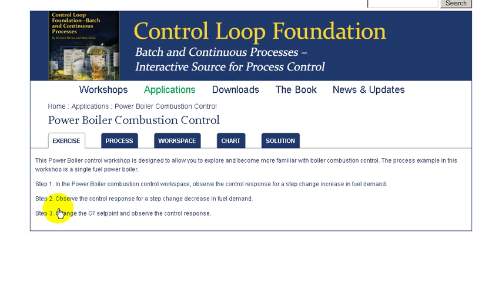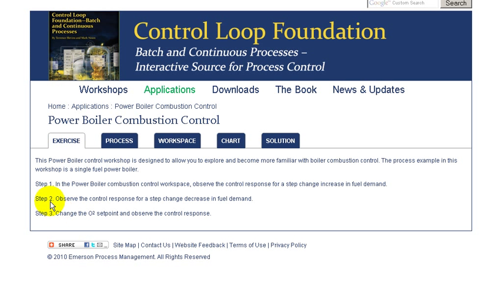In this workshop, you will gain experience working with a typical combustion control system that you would find on a utility or power boiler within the process industry. In the first part of the exercise, we'll examine the combustion control under conditions of increasing demand for energy, and then examine it under decreasing demand, and then look at the impact of the O2 set point on the combustion control.